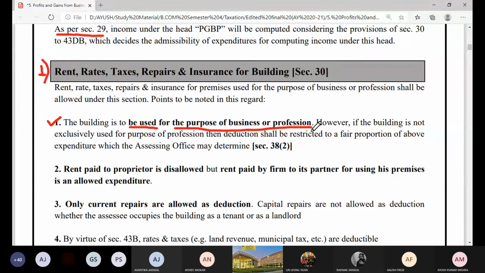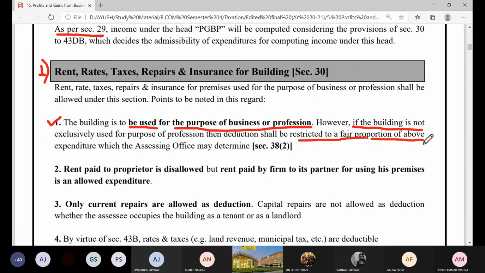Now the building in respect of which you are paying the rent or the rates or the taxes, or incurring the repair expenses, or insuring it, should be used for the business purpose. There was no restriction on that. However, if the building is not exclusively used for the purpose of business or profession, then the deductions will be allowed on a fair proportion basis.